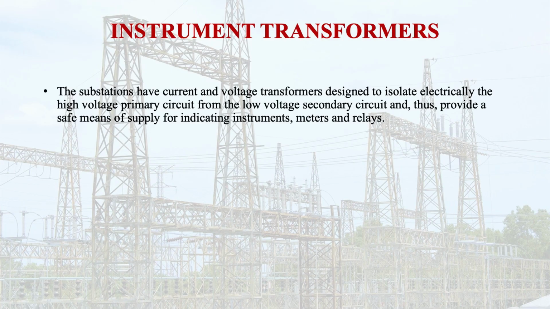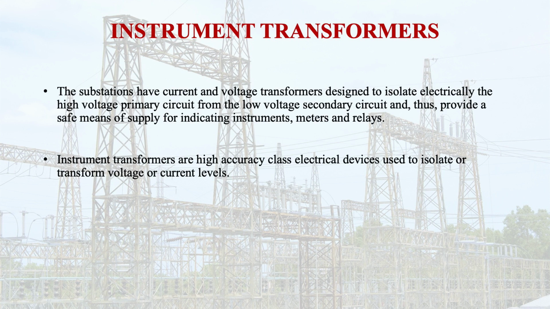So the substation has current and voltage transformers designed to electrically isolate the high voltage primary circuit from the low voltage secondary circuit, and thus provide a safe means of supply for indicating instruments, meters and relays. What does it mean? I am just telling you further. Instrument transformers are high accuracy class electrical devices used to isolate or transform voltage or current levels.